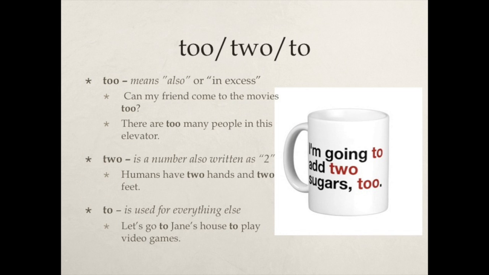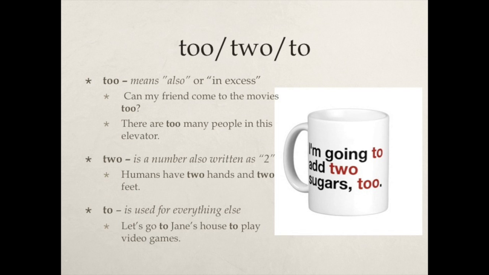All right, up next we have another frequently missed one and another one that will make your English teachers batty. It's the three different to's. T-O-O means also or in excess. Can my friend come to the movie too? Can my friend come to the movie also? There are too many people in this elevator, meaning there are an excessive number of people in this elevator. Use T-O-O for also or excess.